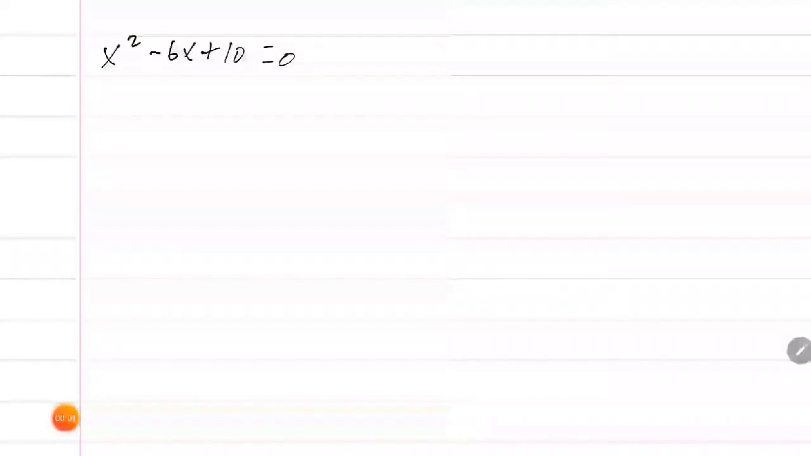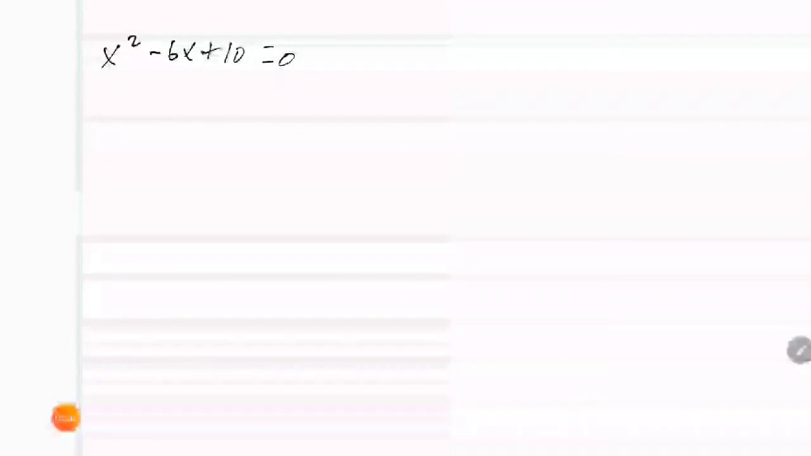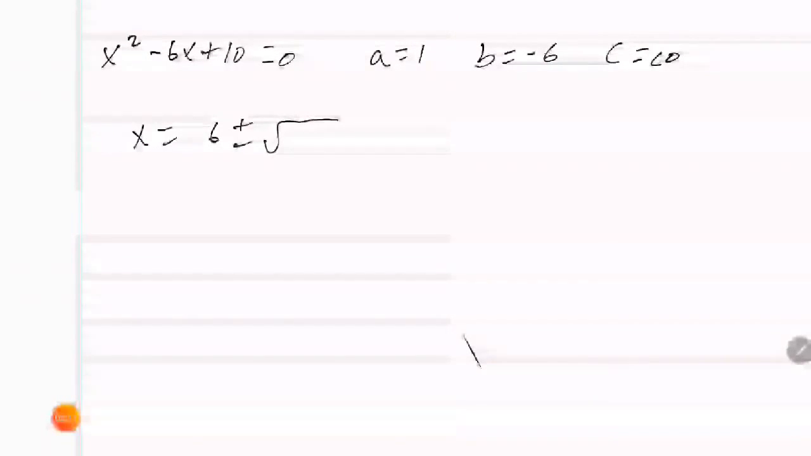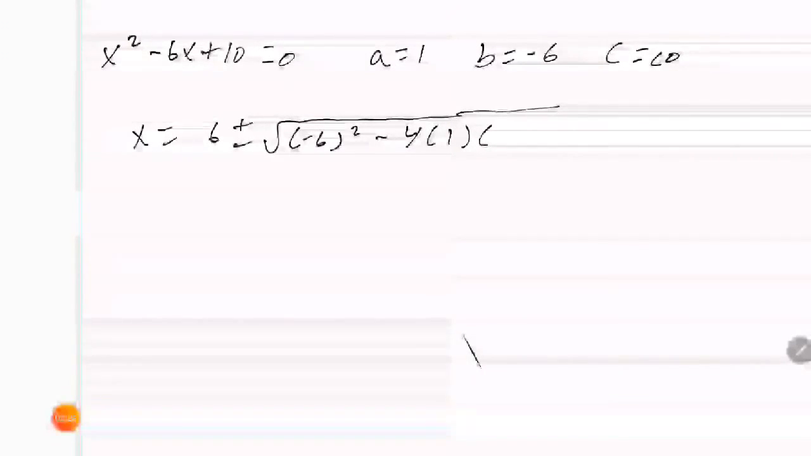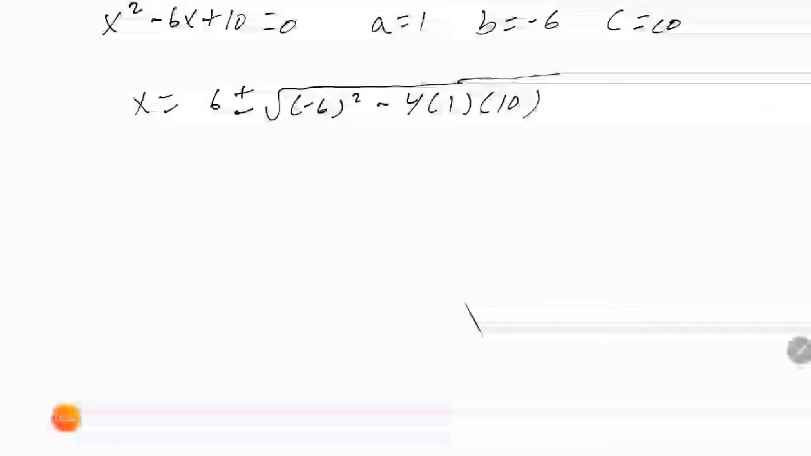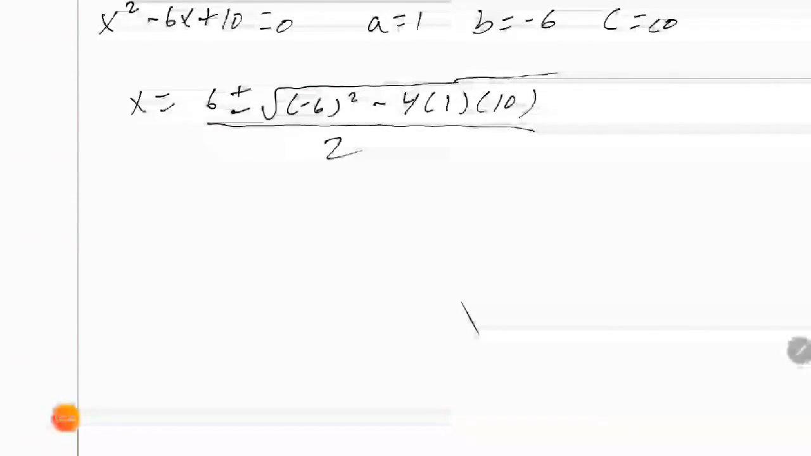So would you look at that, it's already in standard form for us. So a is 1, b is negative 6, c equals 10. So let's see how this goes. X equals opposite of b, which is positive 6, plus or minus the square root of negative 6 squared minus 4 times a, which is 1, times c, which is 10. All over 2 times a, which is 2.